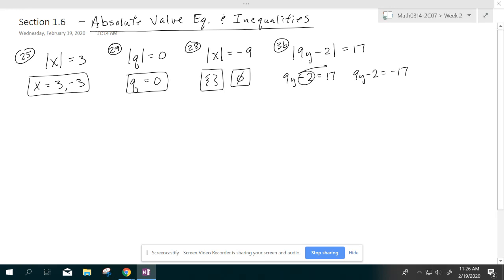Moving the minus 2 over, that's going to give me a 19. And divide both sides by 9. Does 19 over 9 divide nicely? And so let's leave it improper. That's the way I like it.